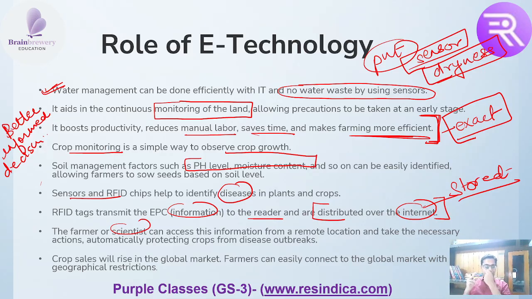Automatically they will have a huge amount of data, and now they will be able to analyze what works and what does not work. Okay, automatically your crop sales will increase, because we will have a portal where you can sell your crops directly to the consumer throughout the world.